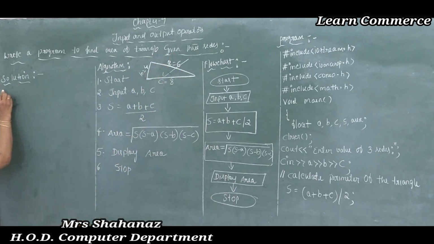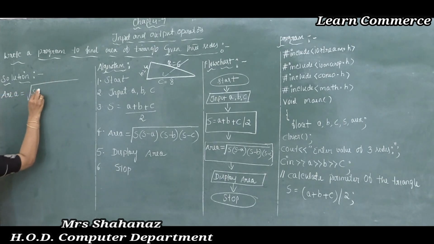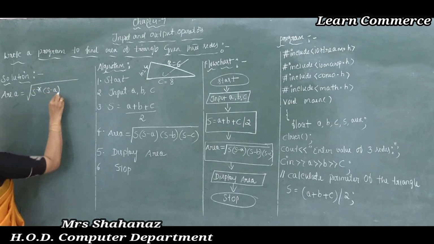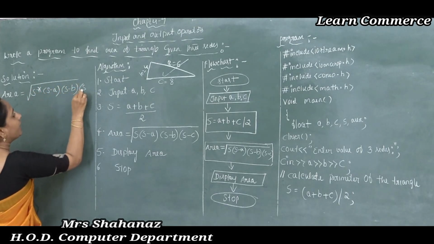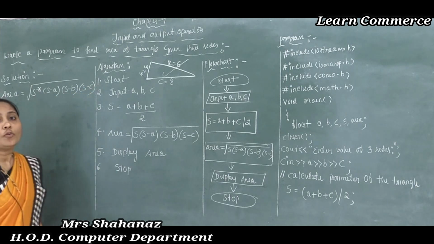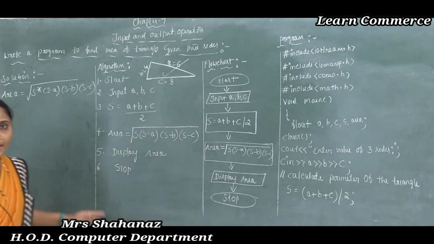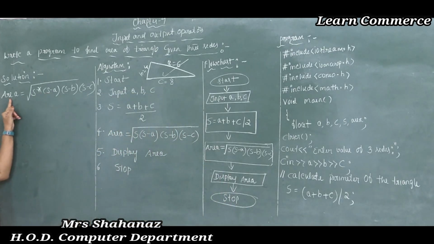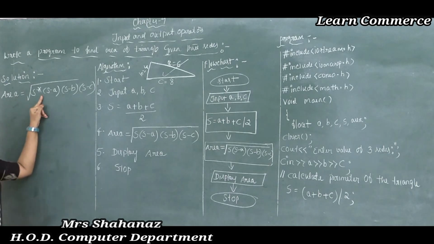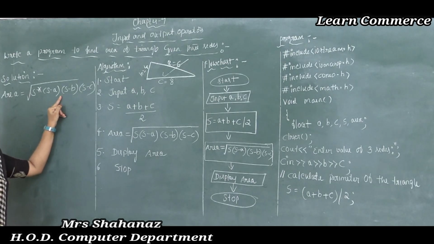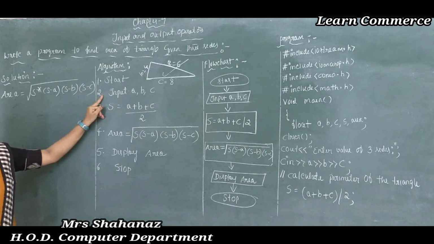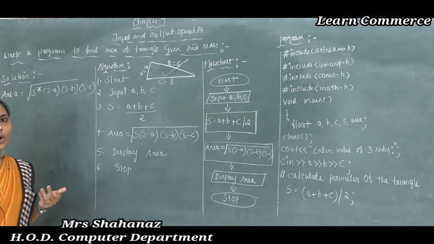The area of a triangle formula is: area is equal to the square root of s into s minus a, s minus b, s minus c. So this is the formula to find out the area of a triangle. Clear this point? This is the formula of the area of a triangle.